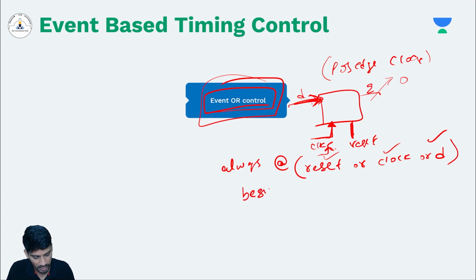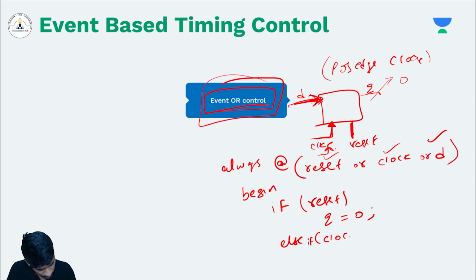The following steps will be like this: begin, if my reset is equal to 1, if the reset is equal to logic 1, then what should happen? My Q should become 0. Else, if my reset is 0, then it should check for clock. Else if my clock is high, then I want Q to be D. And then I end this always block. I am not using begin and end for the if because it is a single line. Here also it is a single line, so I am not using begin and end. I am directly using begin and end for the always block.